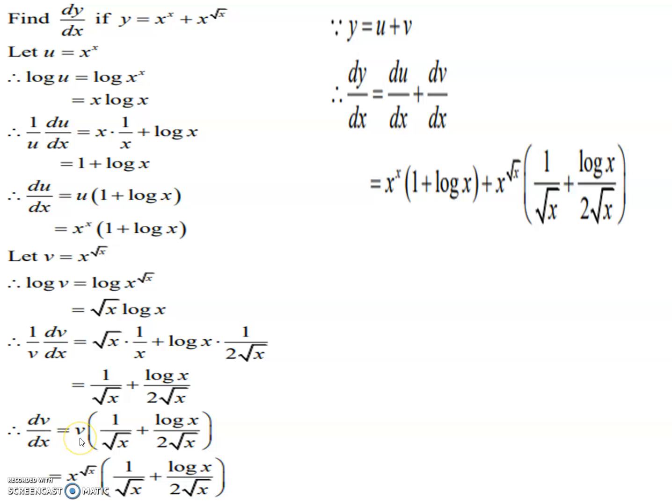We have to substitute the value of v, which is x root x. Now y is equal to u plus v, that is dy by dx is equal to du upon dx plus dv upon dx. That's why we have to put du upon dx, which is x raised to x into (1 plus log x), and dv upon dx is x raised to root x into (1 upon root x plus log x upon 2 root x).